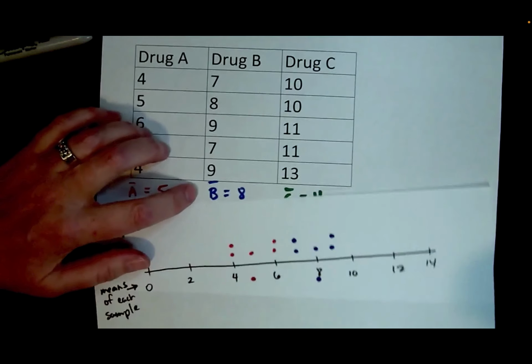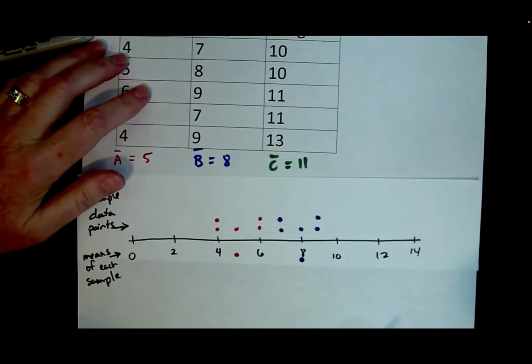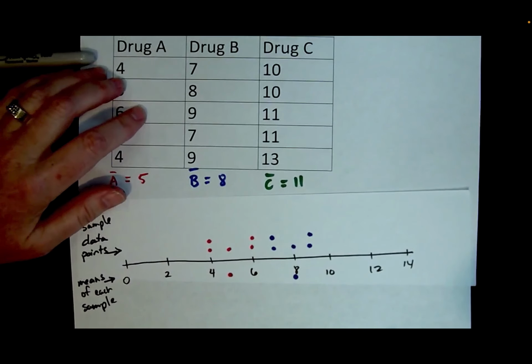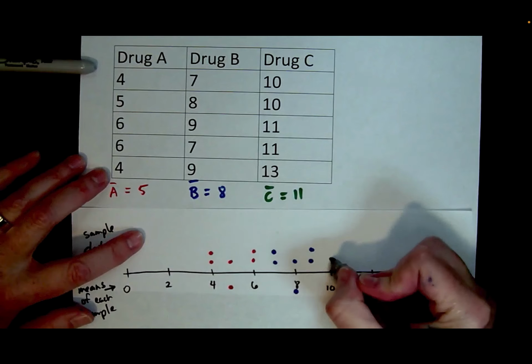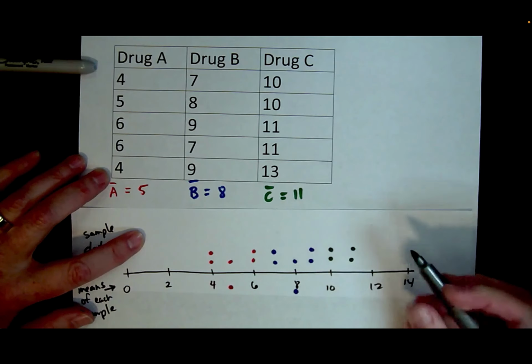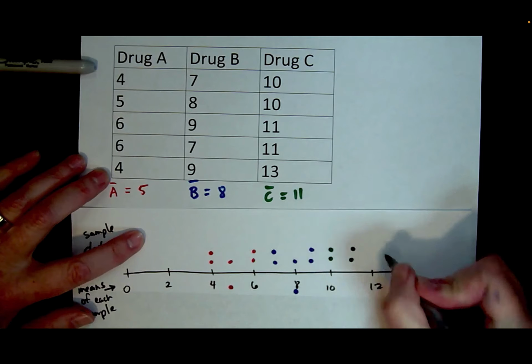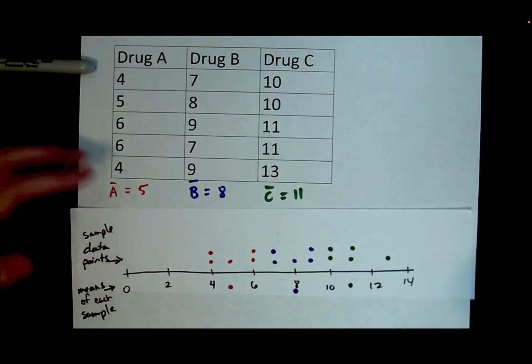Then the last set of responses in this data set, the one for drug C, I'm going to use green for that. So we have two 10s, so 2 green dots above the 10, 2 11s, so 2 green dots there, and 1 13, so green dot there, and the average or mean was an 11, so green dot there.